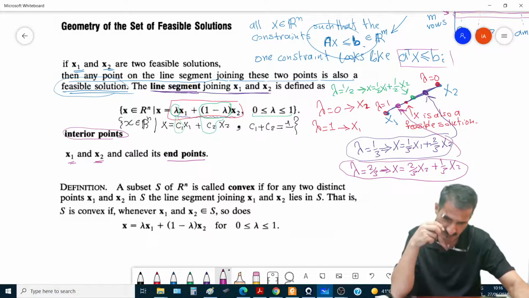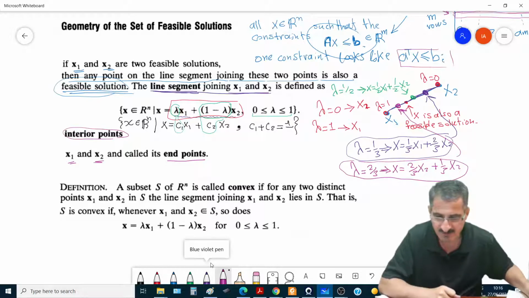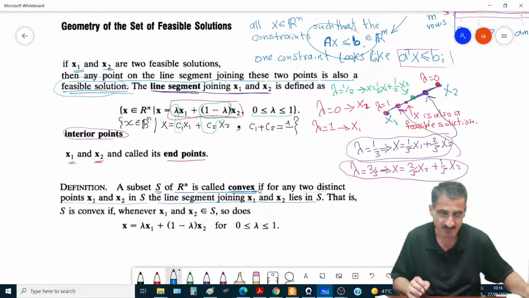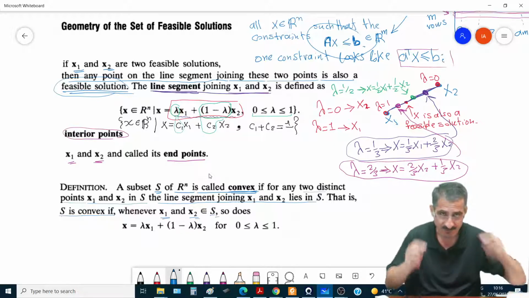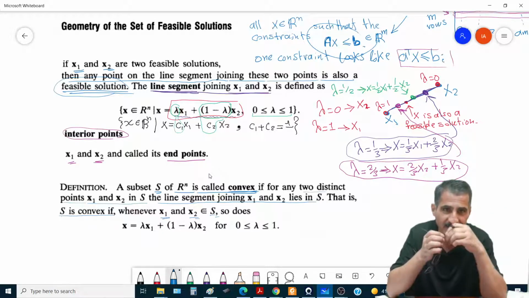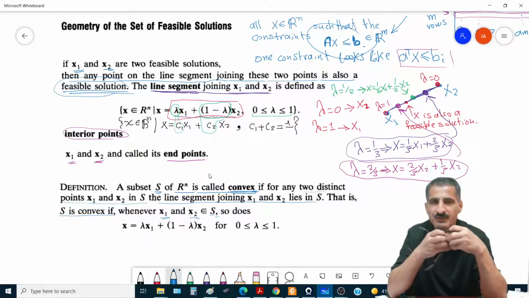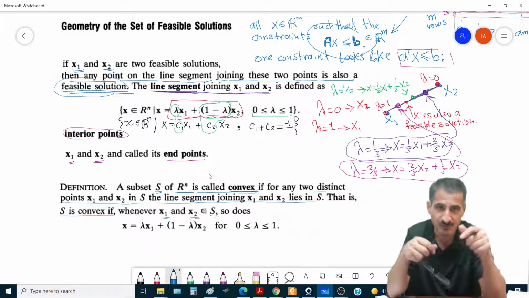This is how we describe a line segment connecting two points. Now what do we need it for? Actually, for the following definition: a subset S of Rn is called a convex set if for any two distinct points x1 and x2 in S, the line segment joining x1 and x2 lies in S, and the line segment is given this way. So S is convex if whenever x1 and x2 belong to S, then the line segment between them must also belong to S. But the line segment consists of all combinations lambda x1 plus 1 minus lambda x2.